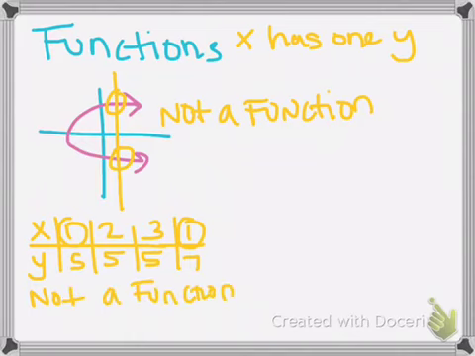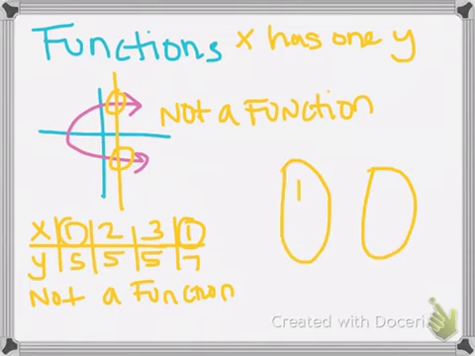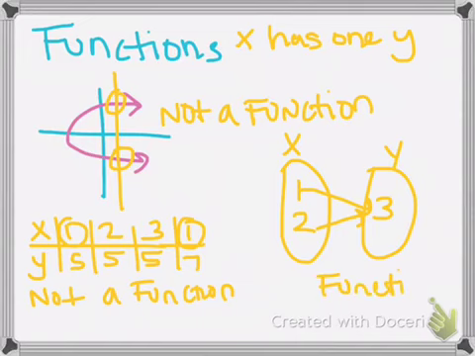Last one is this mapping. Is that a function? Yes, every x has 1 y, and there are not 2 arrows coming out of one of the x values. Even though they're sharing the same y value, it doesn't matter. Every x is faithful. Every x has 1 y. So this one is a function. Remember, pause the video, go back, and listen to it again if you want to before you take the test. You have about 10 minutes to study.